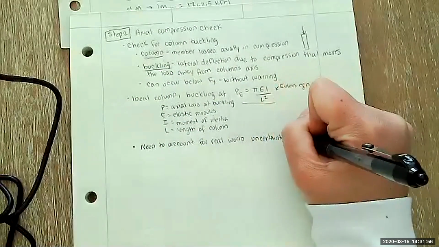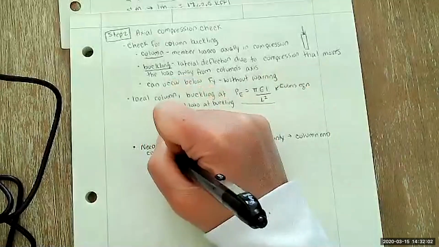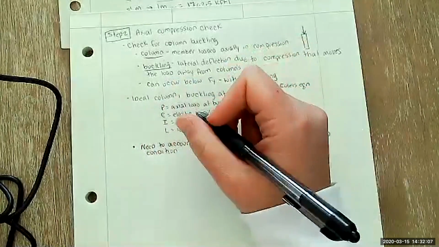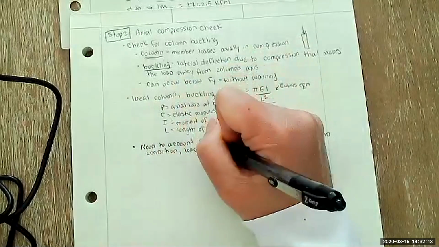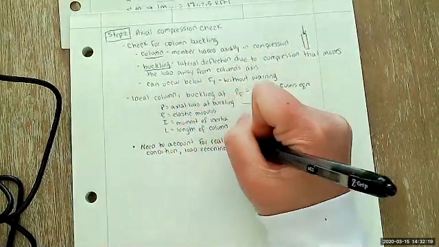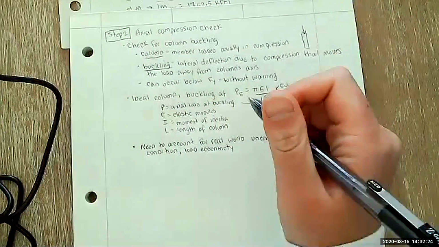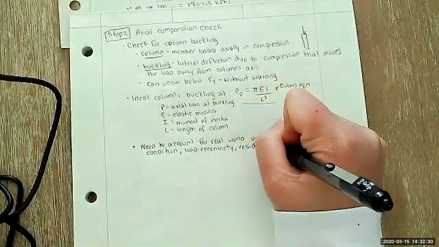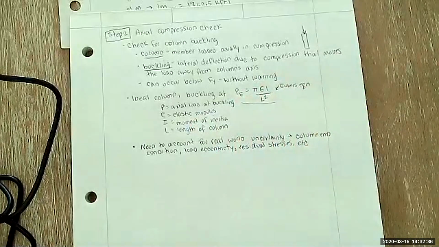which includes things like the column end conditions. Are they both fixed? Is only one fixed? Do you have one that's pinned in some way? Is there any load eccentricity, so is the load applied perfectly on the column's axis, or is it skewed a little bit? Are there any residual stresses, etc.? Therefore API doesn't use Euler's equation.